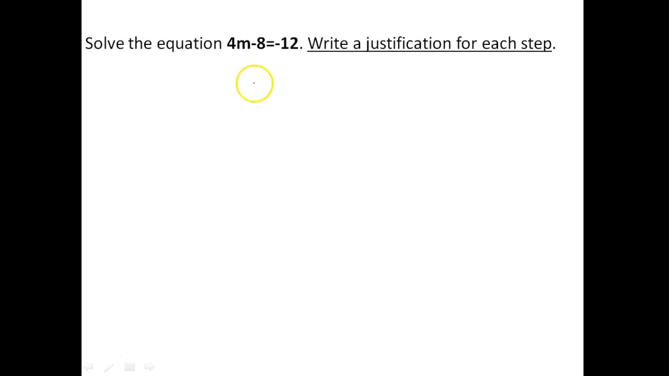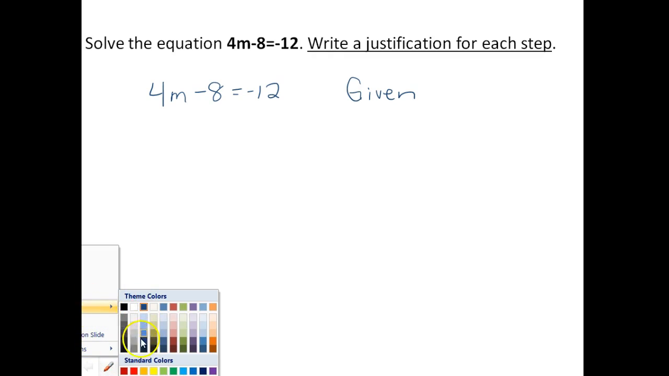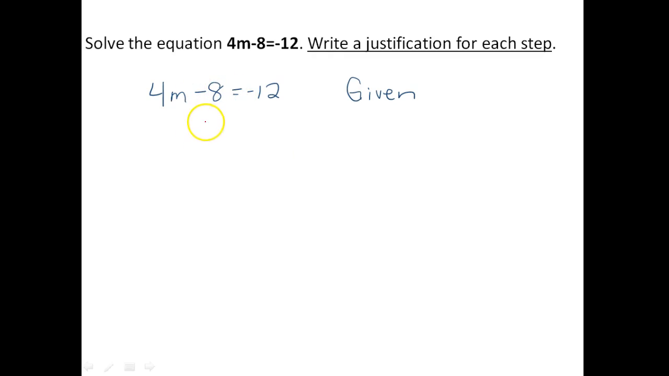All right, solve the equation. 4m minus 8 equals -12. First step, given. Okay, so it is given that 4m minus 8 equals -12. All right, so now let's use the algebra that you all are used to. Sorry guys, I pushed the pause button by mistake. But use the algebra that you all know and have mastered. So first things first, let's add 8 to both sides. So since I added 8 to both sides, what property was that? That is the addition property of equality. So that is what I have you guys doing.